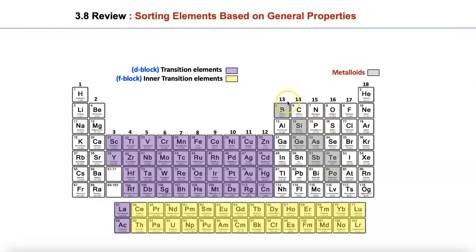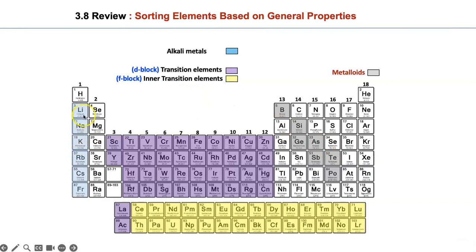And then we also know from 3.7 that boron, silicon, germanium, arsenic, antimony, tellurium, and polonium make up metalloids, which are elements that are in between the metals on this side and nonmetals on the right side. They have intermediate properties.